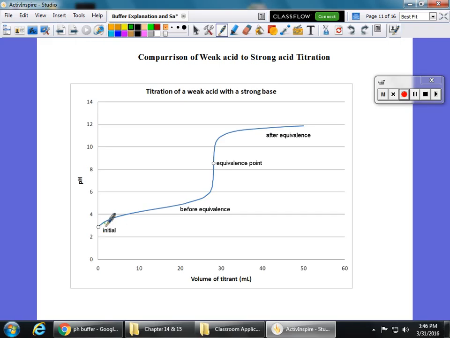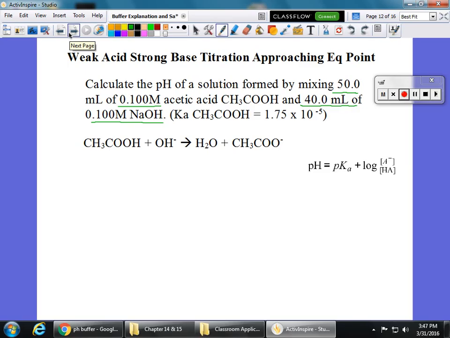If I was looking on my graph, there would be my half equivalence point. Now we're close to, but not quite at, the equivalence point. We're somewhere in this region. So we're going to be using the Henderson-Hasselbalch at that point. There's some amount of acid, and there's some amount of our conjugate base. We're going to find those moles, find their concentration, and determine the pH at that point. Okay, so let's go back into it.